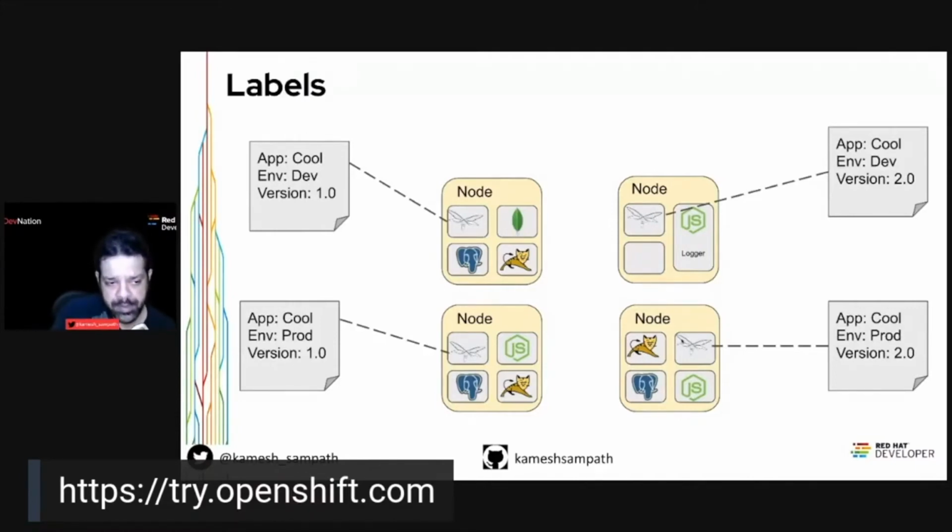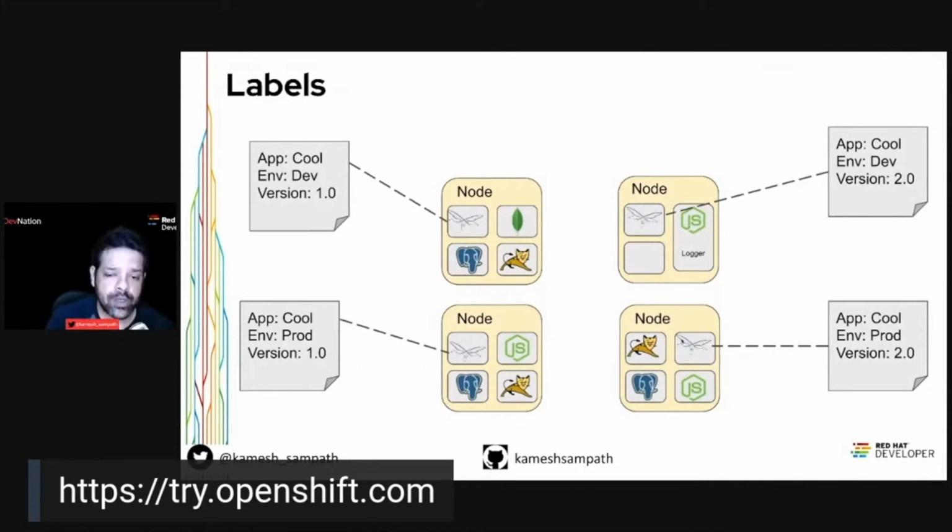So for example, this particular app's environment is going to be labeled as dev, and there's going to be app cool and version v1, right? And then there's going to be another node where it's app cool again, environment dev, version v2. Okay, and that's going to be like this. We can label all these things using labels. Labels are nothing but key-value pairs.